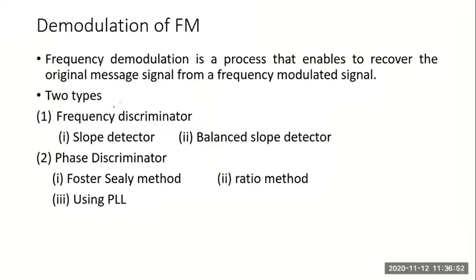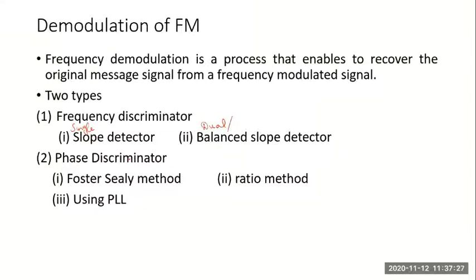Okay. So there are two types of demodulation. The first type makes use of frequency discriminators. I had already told you what it is. Anyway, we'll discuss again about that. And under this frequency discriminator category, we'll be studying a single slope detector and dual or balanced slope detector. So we are going to study the dual or balanced slope detector and also the single slope detector.